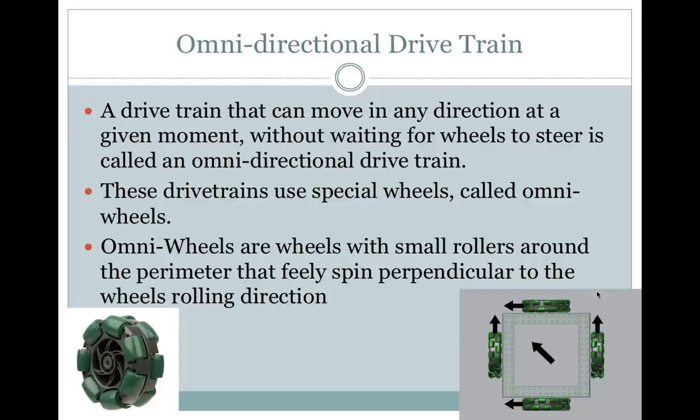Omnidirectional drivetrain. A drivetrain that can move in any direction at a given moment without waiting for wheels to steer is called an omnidirectional drivetrain. These drivetrains use special wheels called omniwheels. Omniwheels are wheels with small rollers around the perimeter that freely spin perpendicular to the wheel's rolling direction. So each one of these wheels is moving in a different direction, which causes the overall robot to move in a diagonal direction.